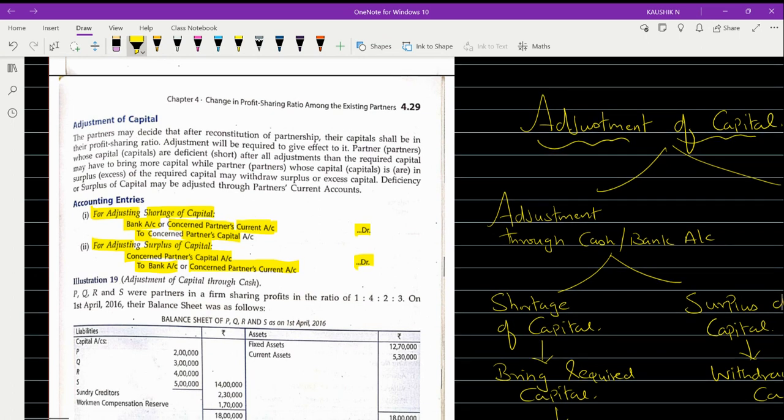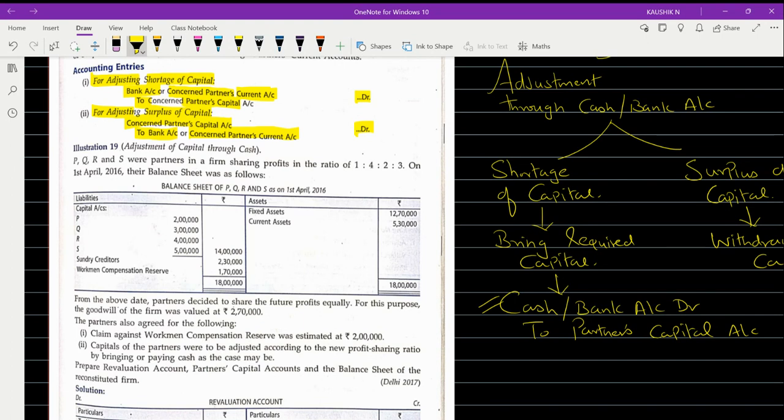Okay. Now let us understand the question and let us also make it very clear how to understand that this particular question is based on adjustment through cash or bank or adjustment through the partner's current account. That is very important. So here a question.